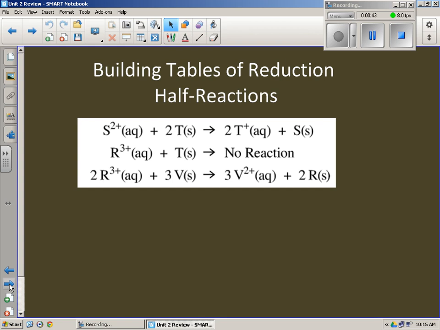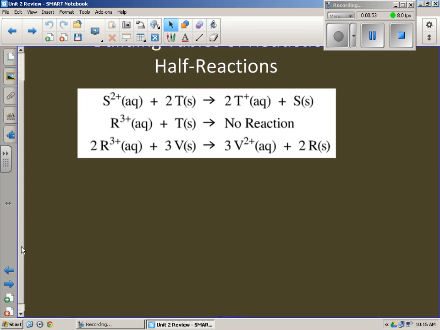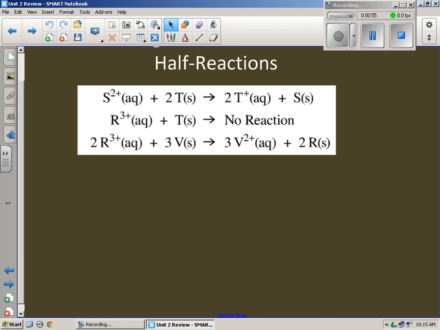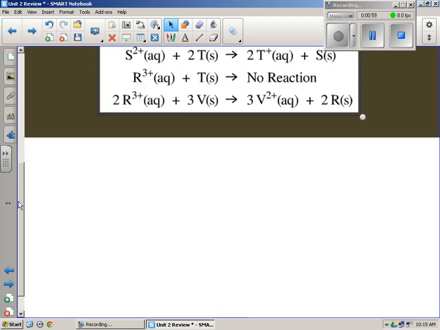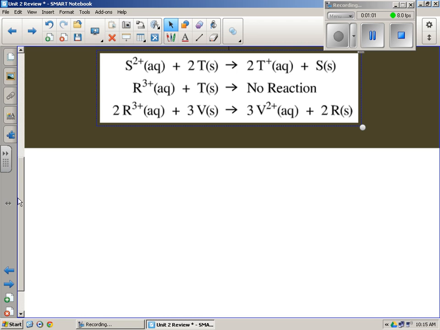If we want to build a table of half reactions, remember we have to write them as reduction half reactions. They're always written as that. Spontaneous versus non-spontaneous for right now, and that's what we're going to be doing with this one here. Okay, so let me move this down here. Here we go. So remember, spontaneous versus non-spontaneous.